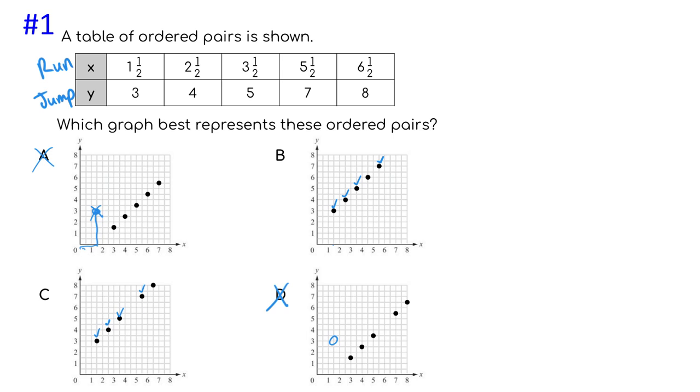And last dot is at 6.5, 8. So run to 6.5, between 6 and 7, and jump up to 8. There is not a dot there on answer choice B. So B is finally out. C, run to 6.5, jump to 8. It's got it. And so the correct answer is C.